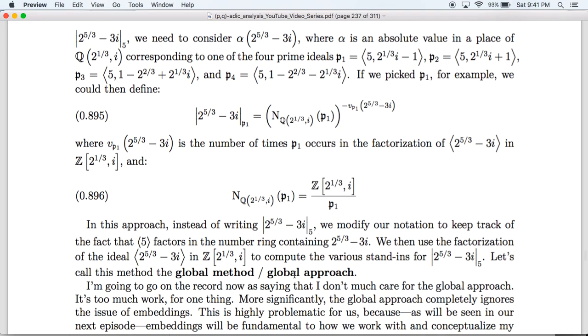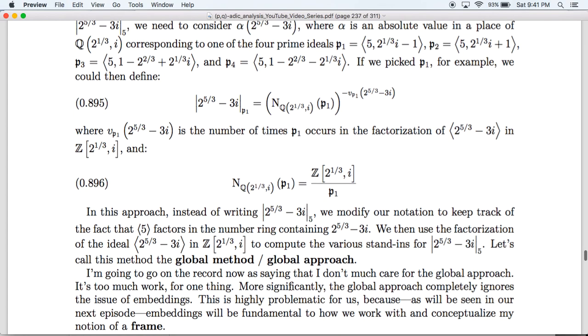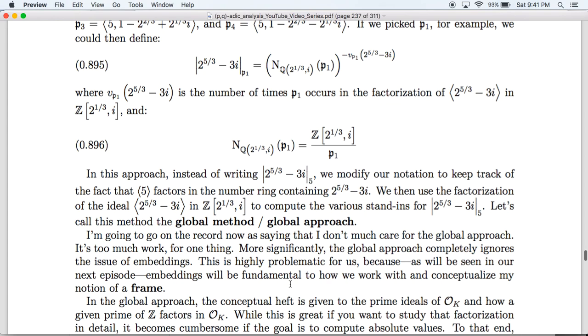So, as I said, I'm going to go on record now saying that I don't really care for this method. It's too much work, for one thing. More significantly, the global approach completely ignores the issue of embeddings, and this is not going to work well for us, because, as we'll see in the next few episodes, embeddings are going to be fundamental to how we work with and conceptualize my idea of a frame.